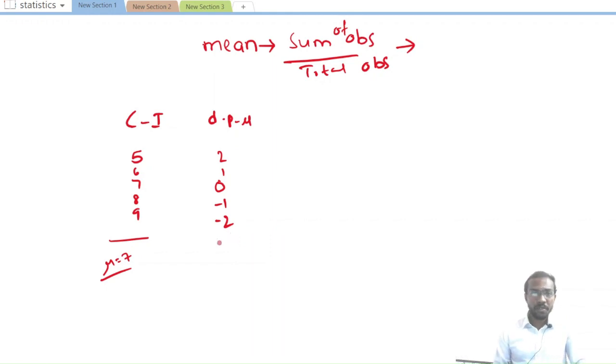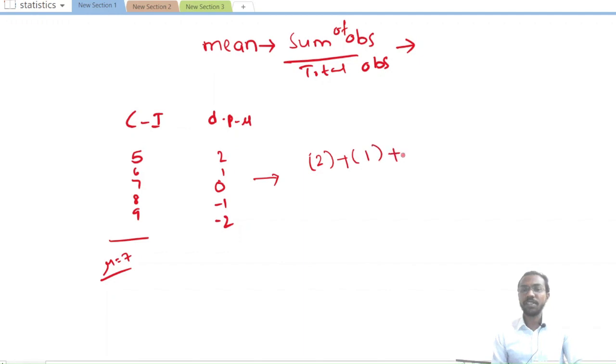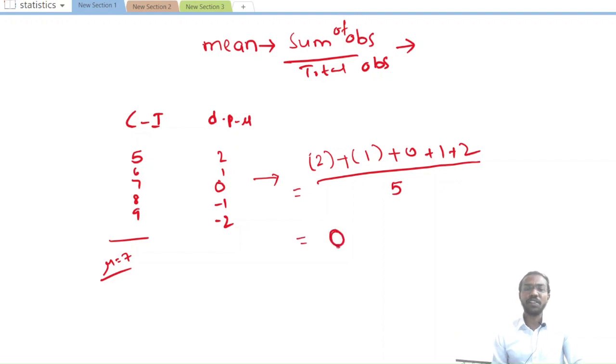So it doesn't represent a single value, but spread should be represented by a single value. That's why we need to calculate the mean, with the formula sum of observations divided by total number of observations. So we do 2 plus 1 plus 0 plus 1 plus 2 divided by 5. Now it is represented as a single number.